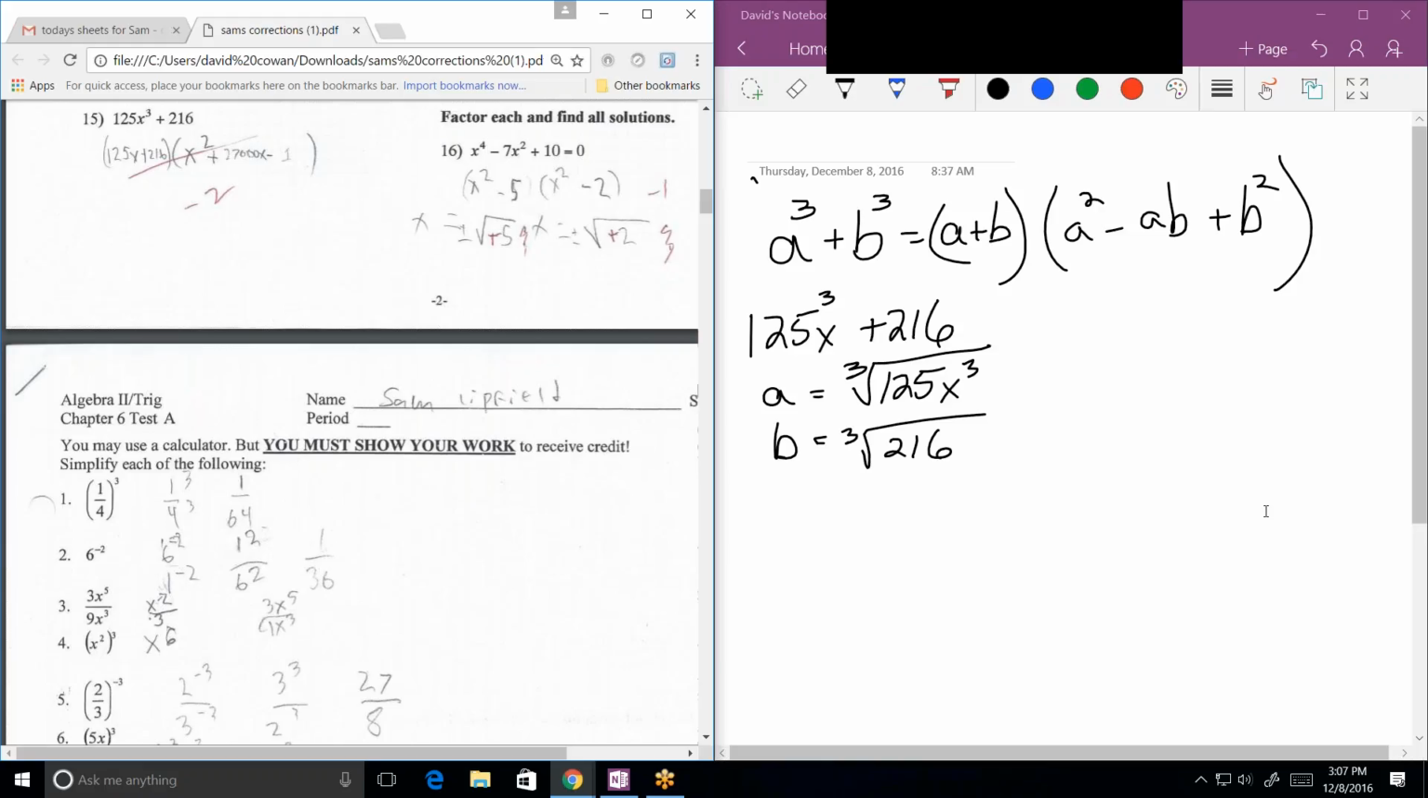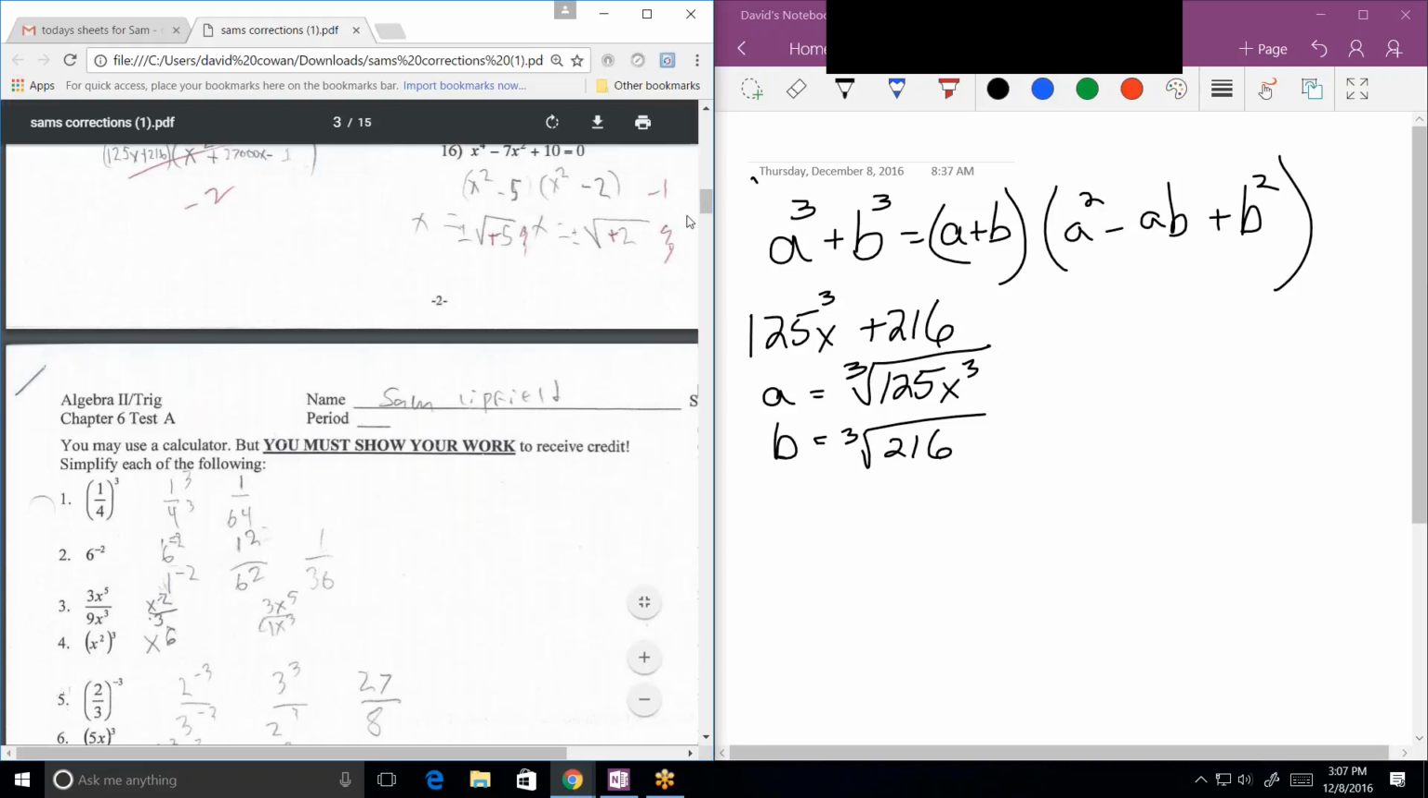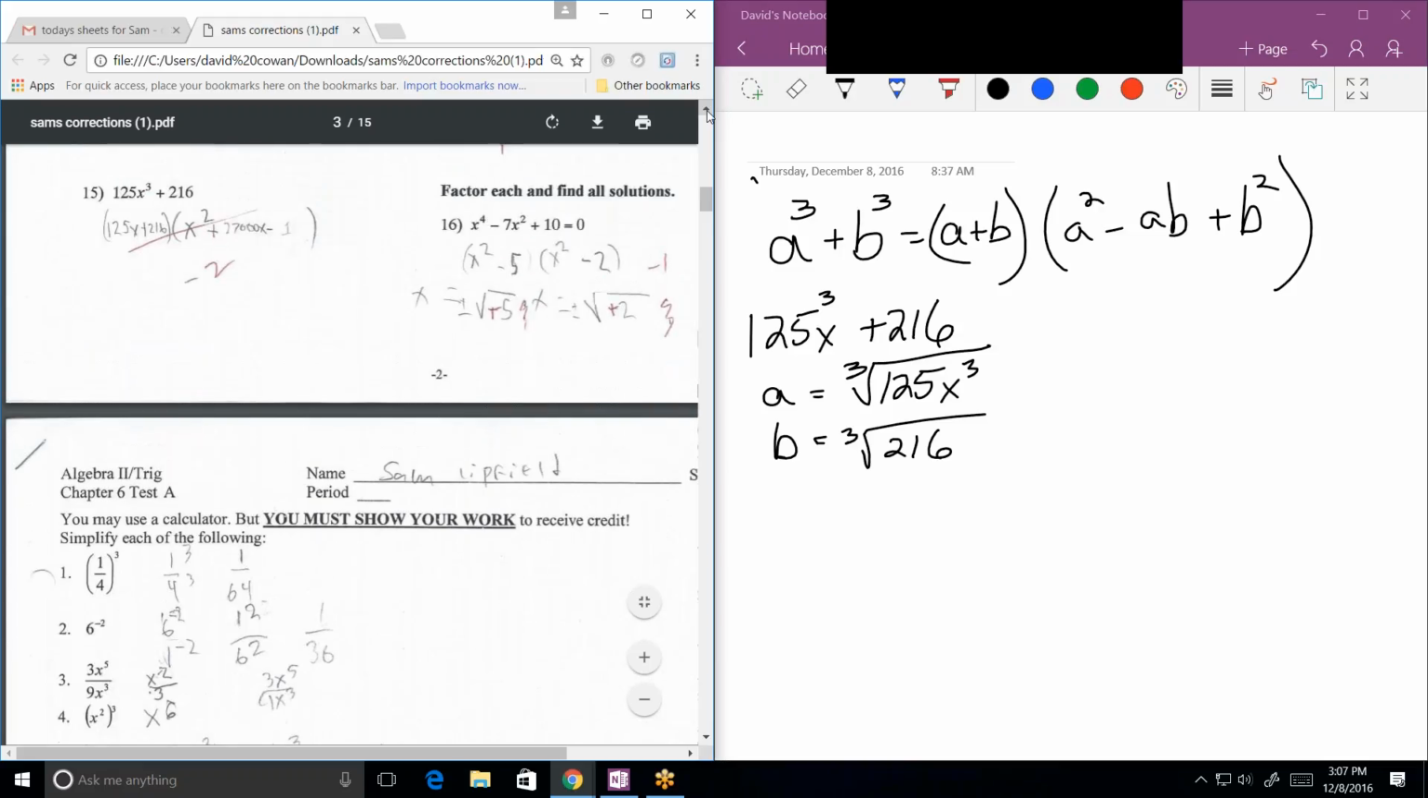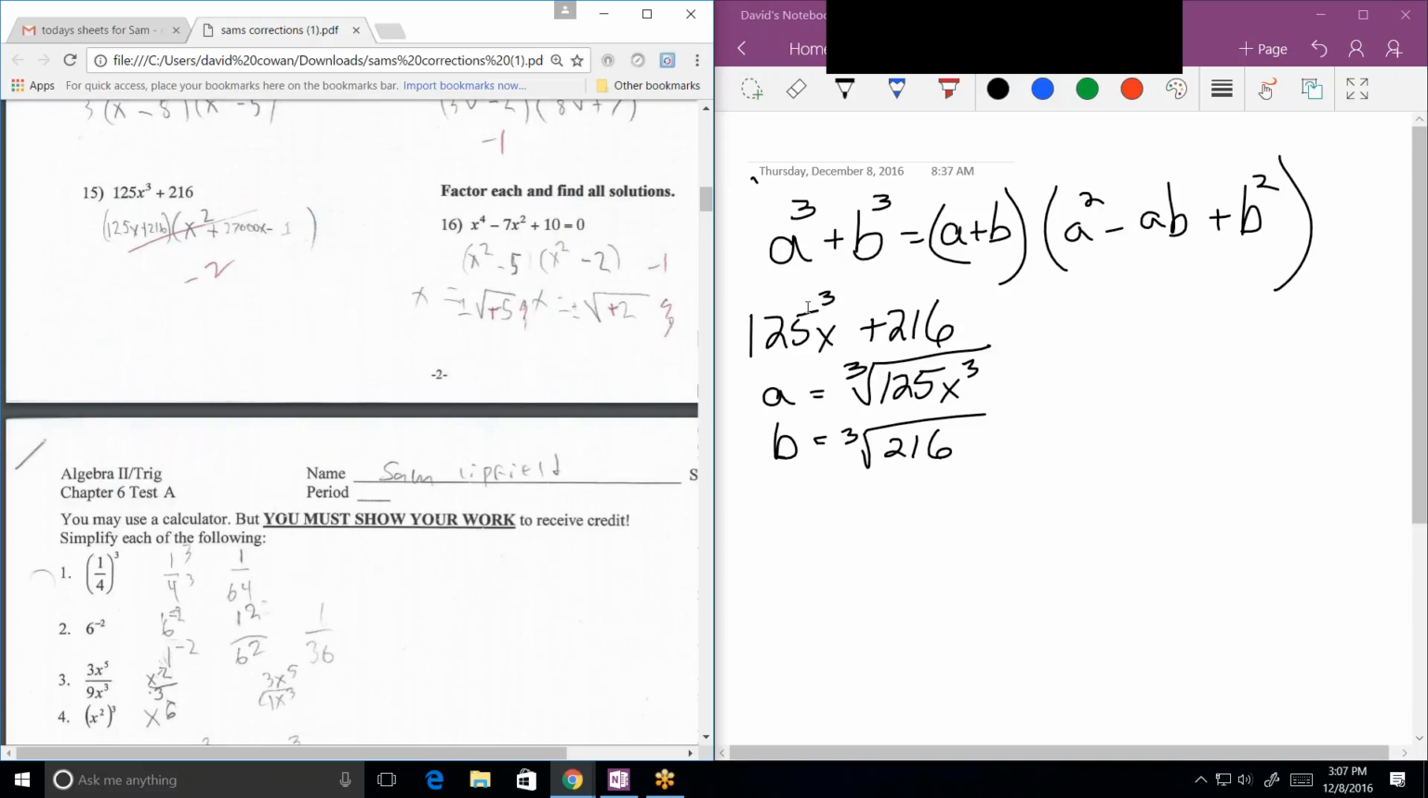15 is the sum of perfect cubes. So if you look over here on the right, that's what a cubed plus b cubed means, and it factors into those two factors. The mistake you're making on this is that you're not taking the cube root of that first term. In other words, a is always going to be the cube root of the first term. So what's the cube root of 125x cubed? It's 5x, not 125x.